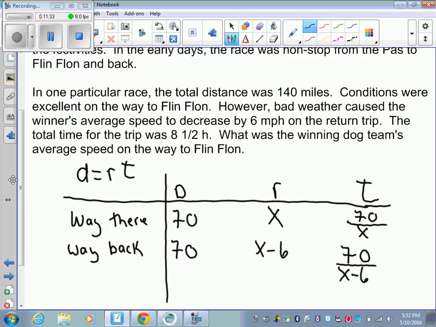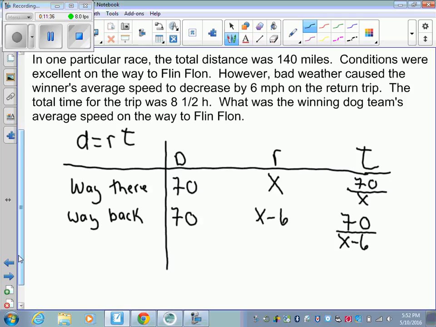Now what else do they tell us in the trip? We know the total time for the trip was 8.5 hours. So let's just put total. We can add that up. We knew it was 8.5 hours.